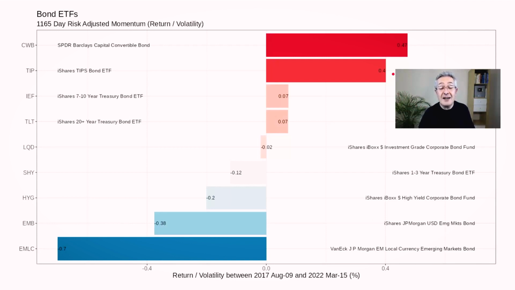Now, not far behind it are TIPS. And the reason why they've done very well, of course, is because of very high US inflation. So again, this might be one example where we see a turnaround in the months ahead.